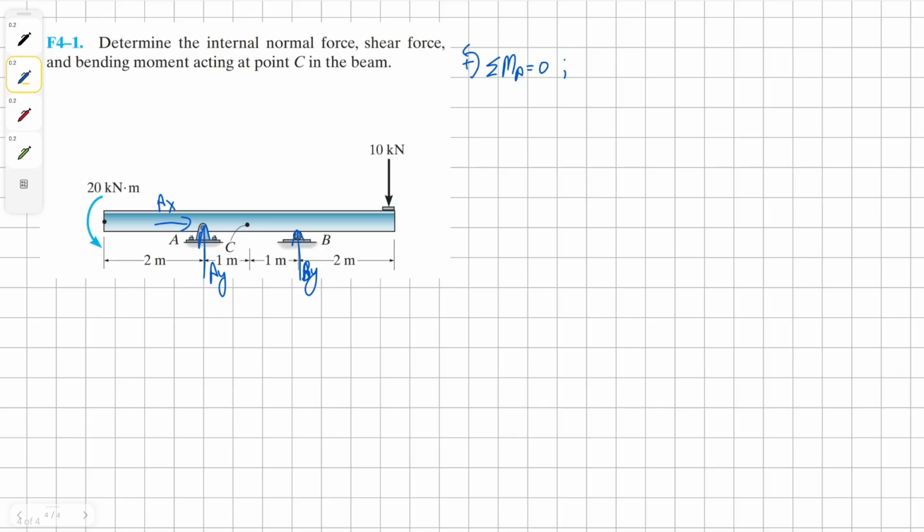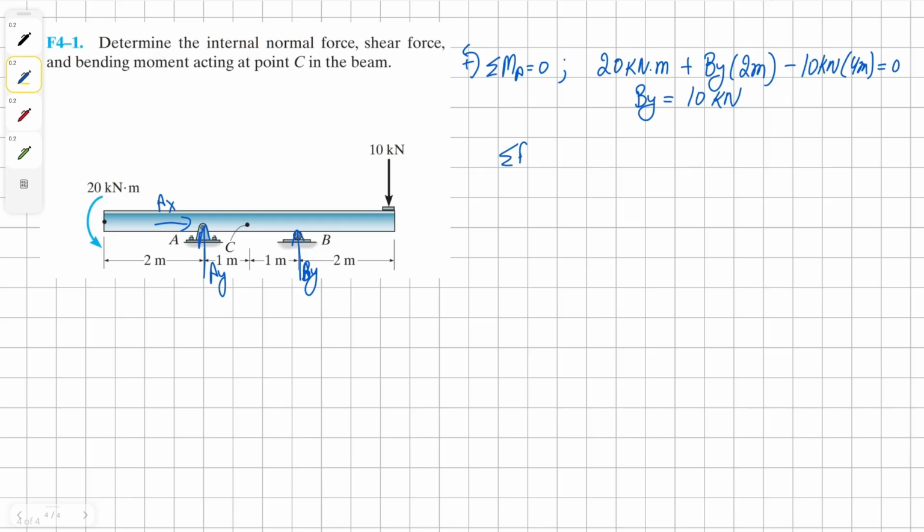I'm going to take moment about the point A, where we have a counterclockwise 20 kilonewton per meter moment on the left hand side of this beam. Then we have our counterclockwise action By, and it's 2 meters away. And then we have our clockwise 10 kilonewton, and it's 4 meters away from our point A. Solving for By, we get our solution for By as positive 10 kilonewton.